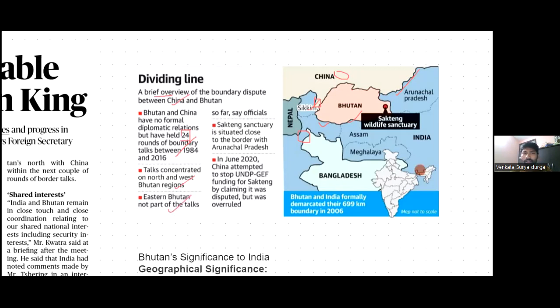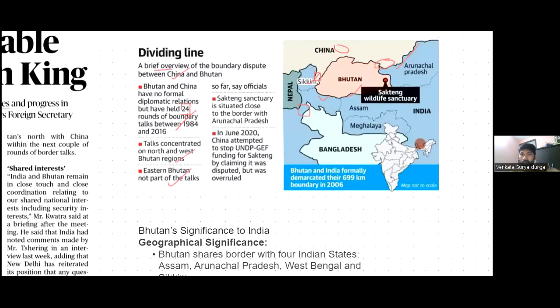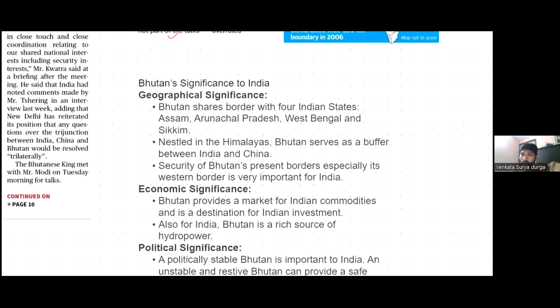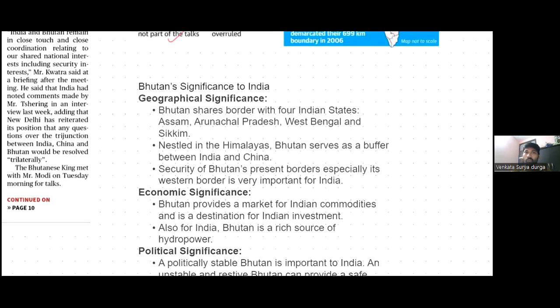Now, eastern Bhutan is not part of the talks so far. This is eastern Bhutan, and eastern Bhutan is not part of the talks. And Sakteng Sanctuary is located in Bhutan, but it is not important for today's discussion. So before discussing the news article, also understand the significance of Bhutan for India.